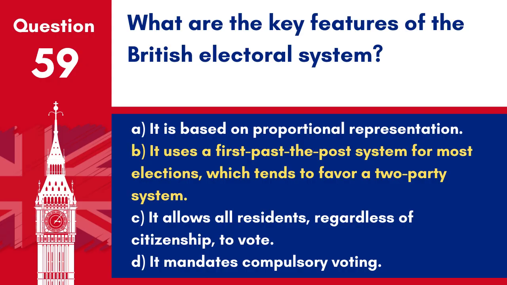Answer B. It uses a first-past-the-post system for most elections, which tends to favour a two-party system. The British electoral system, particularly for the House of Commons, uses this method where the candidate with the most votes in each constituency wins a seat, influencing the overall political landscape.